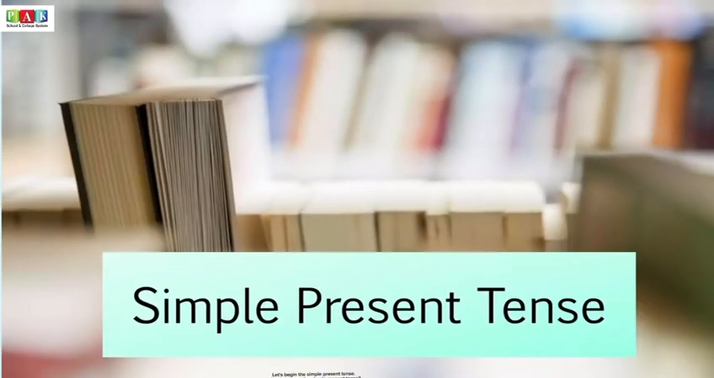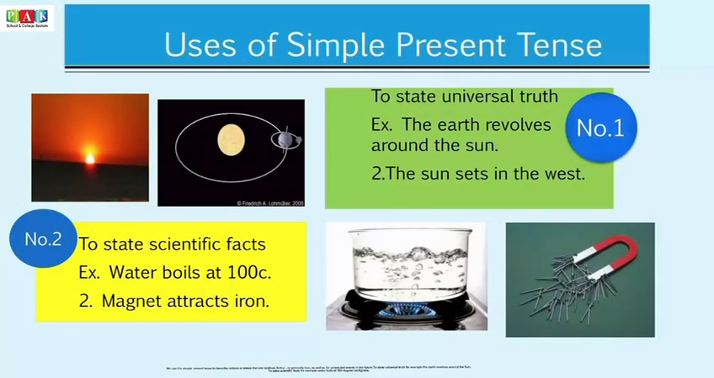Let's begin the simple present tense. Why do we use the simple present tense? We use the simple present tense to describe actions or states that are habitual, factual, or generally true, as well as for scheduled events in the future. To state universal truth. For example, the Earth revolves around the sun. To state scientific facts, for example, water boils at 100 degrees centigrade.